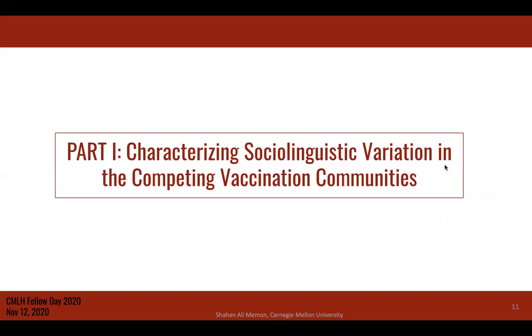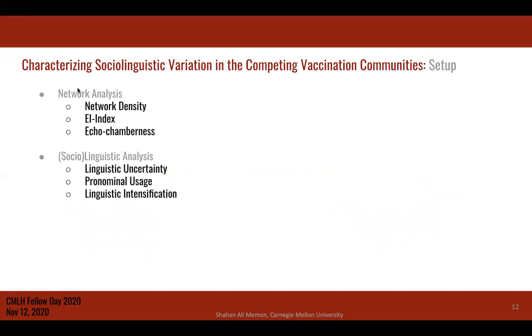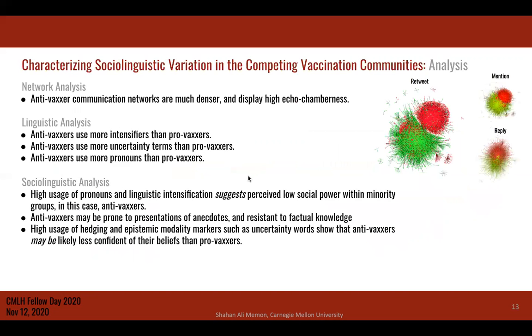And so in terms of the findings and contributions, in the first part, we characterize the social linguistic variation in the competing vaccination communities. We look at the network density, the EI index, and echo chamberness. And in terms of linguistic analysis, we look at the linguistic uncertainty, the usage of pronouns, and the usage of linguistic intensification. What we find is that both informed and misinformed groups tend to show highly echo chambery behavior with little to no two-way communication. Anti-vaxxers seem to be much denser in terms of their community and show high echo chamberness. They use many more intensifiers, many more uncertainty terms, as well as pronouns.